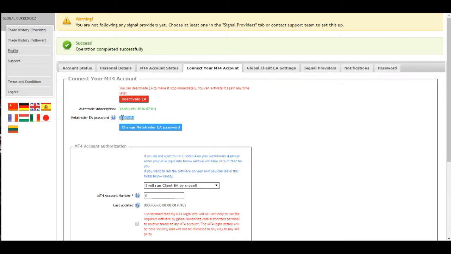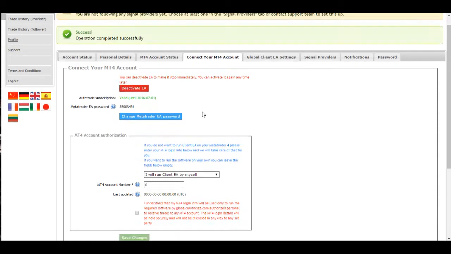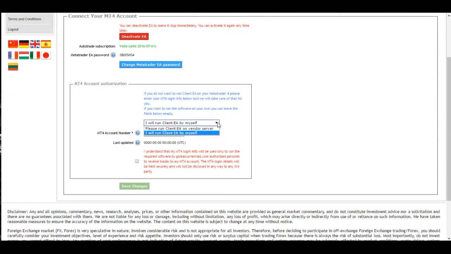And again, my EA password. And here's another big question: I will run client EA by myself. That means that you're going to have it on your computer running. Now, when we upgrade the servers and we're hosting MT4 platforms on GC servers, it'll be up and running 24/7. No need to worry about internet connection or anything. All right, and when that happens, you will select please run client EA on vendor server.